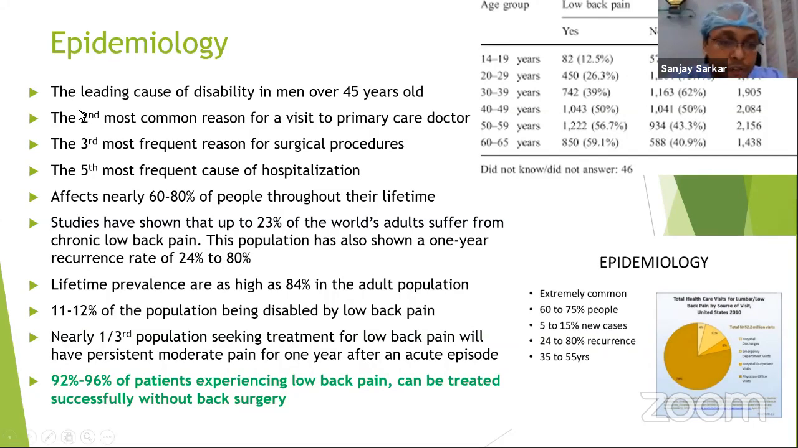Now, the last bullet point right over here is actually in green. 92 to 96% of patients experiencing low back pain can be treated successfully without back surgery. That's a huge number. That's a good incidence rate, right? Incidence and prevalence are basically critical criteria that make us understand the importance of what conservative treatment can do over surgical treatment.